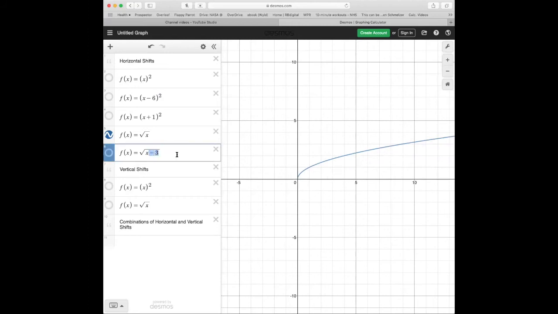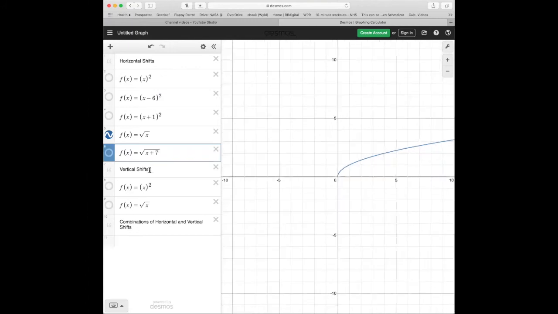Similarly, if we did the square root of x plus 7, what would we expect that to do? Well, this will be a horizontal shift 7 units to the left. So there we go. We've taken this graph and just moved it 1, 2, 3, 4, 5, 6, 7 units to the left. Okay, so horizontal shifts happen inside with our x variable, and they kind of work in opposite. Plus 7 means we're going 7 left. Minus 6 means we're going 6 to the right.